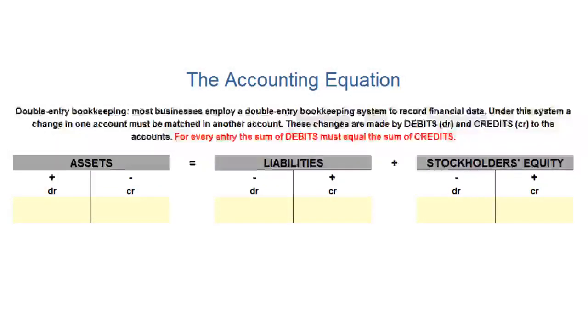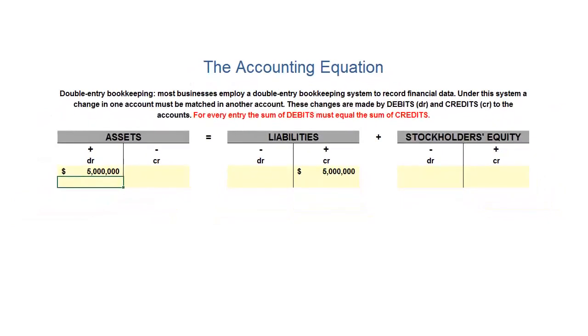So let's just walk through a quick example where a company intends to raise $5 million by issuing debt. To show that transaction, you would credit liabilities in the amount of $5 million. This reflects the assumption of debt on the balance sheet. You would then debit assets by $5 million to reflect an increase in cash on the balance sheet.